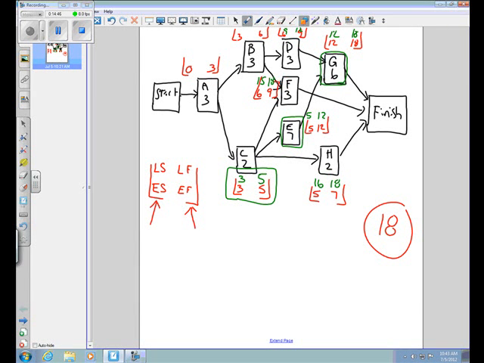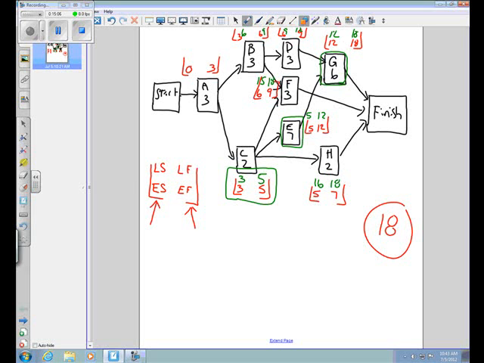So the latest I can finish activity B is week 9. It's not enough to be ready for F. I've got to also be ready for activity D. Okay? Therefore, the latest I can get started is going to be week 6.